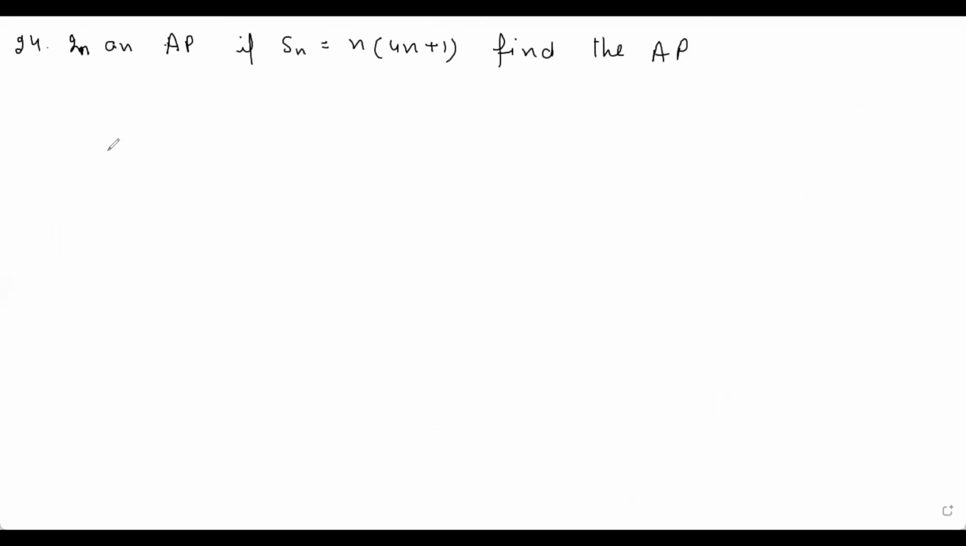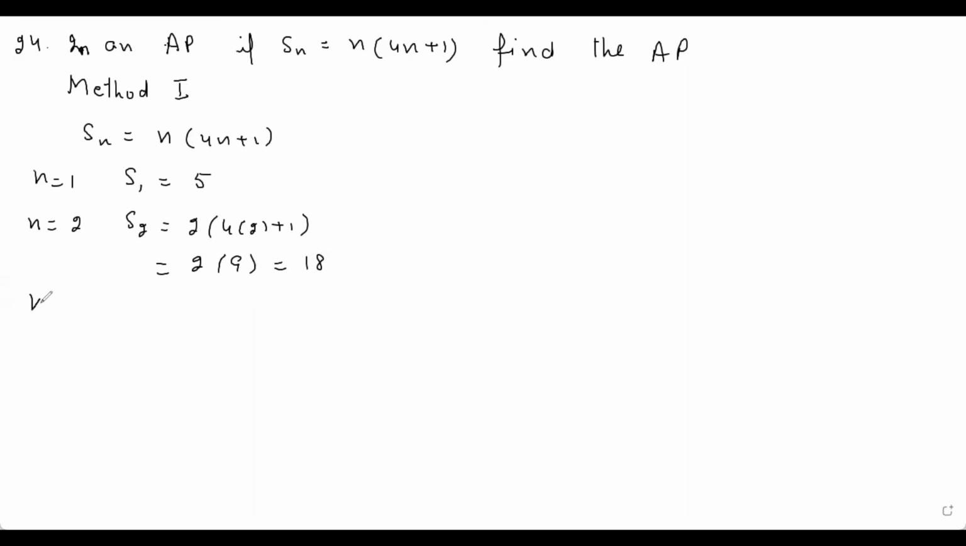Now the 24th question is, in an AP, if Sn is equal to n into 4n plus 1, find the AP. I'll solve this question with two methods. The first method is method 1. Now here Sn is equal to n into 4n plus 1. Now substitute n as 1. Then S1 will be equal to 5. Now substitute n is equal to 2. Then S2 is equal to 18. If n is equal to 3, then S3 is equal to 39.